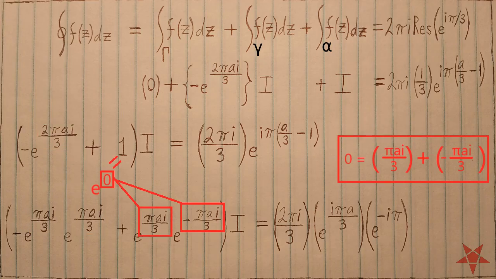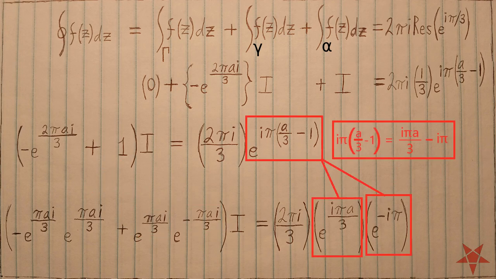The second term inside of the parentheses, in spite of just being 1, can be factored into basically anything as long as the exponents add up to 0. So we factor 1 into e to the power of pi ai over 3 and e to the power of negative pi ai over 3. On the right-hand side, the term e to the power of i pi times a over 3 minus 1 can be broken into two separate exponential terms.